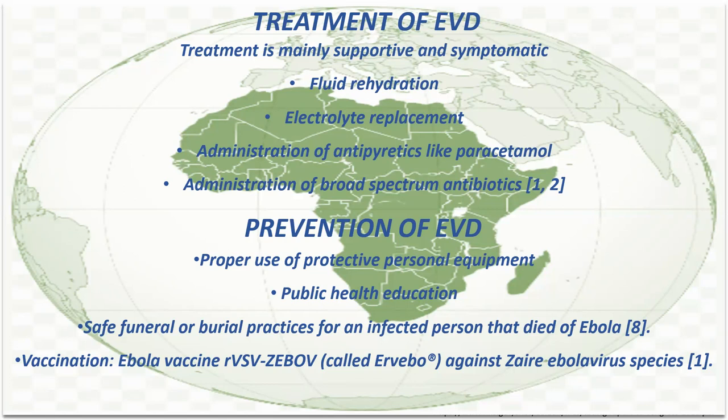Then there is also the Ebola virus vaccine, although that vaccine is against the Ebola Zaire species, because that is the one that caused most of the outbreaks reported in Africa. This vaccine is yet to be completed in the human population, but it has been given to animals, which also showed some percentage of efficacy against the virus.